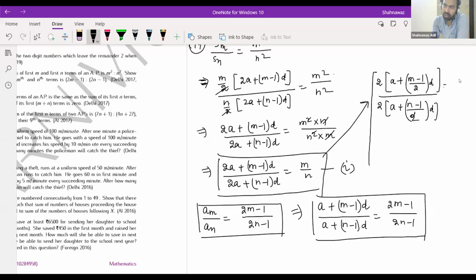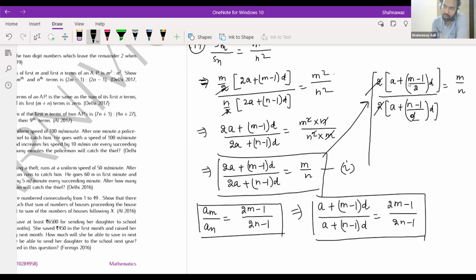This is am by an. Is this clear, guys? Yes, sir. Understood this part. Amira, Abir, understood? Yes, sir. Okay, so you see that if this was m minus 1 by 2, so this was m. And if this was n minus 1 by 2, so this was n.